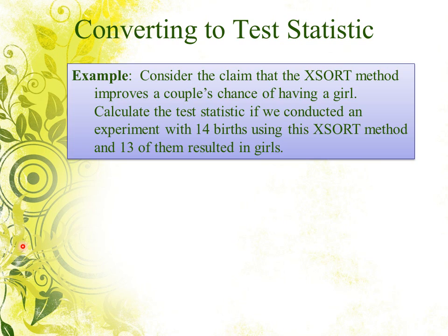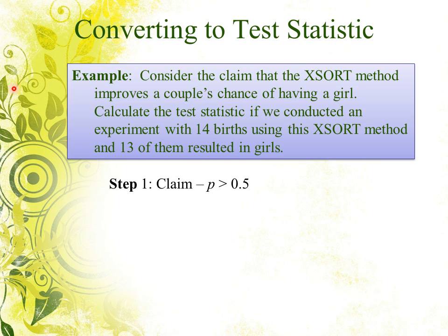So I want to identify the null and alternative hypothesis. And to do that, using this claim, I have to write this in symbols. So if the XORT method improves a couple's chance of having a girl, that means they're saying of all the people who use this XORT method, over half of them would have a girl. So that is, our proportion of girls is greater than 0.5 is the claim.